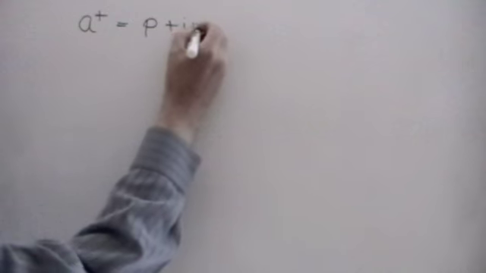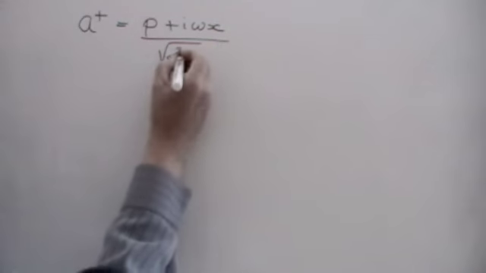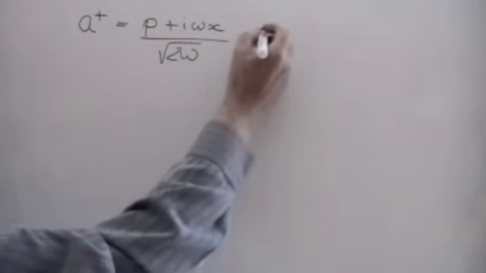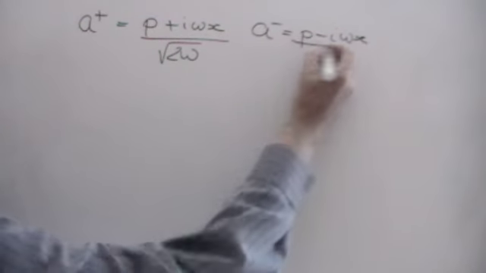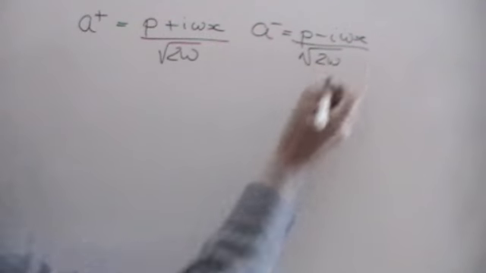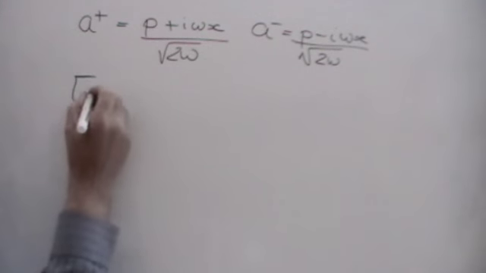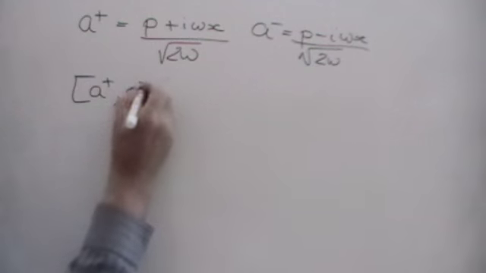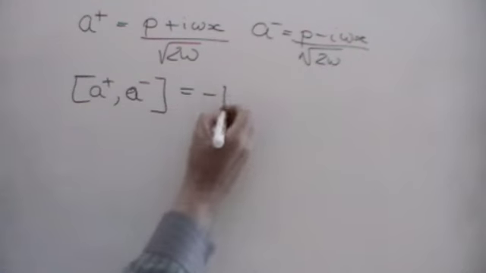And you'll see why I want to do that in just a moment, because I'm going to create two things. An A plus, which is going to be my p plus i omega x term, but I'm going to divide it by the square root of 2 omega. And I'm also going to create an A minus, which is my p minus i omega x term, also divided by the square root of 2 omega. And the reason I've done that is because now the commutator of A plus with A minus is going to be equal to minus 1.